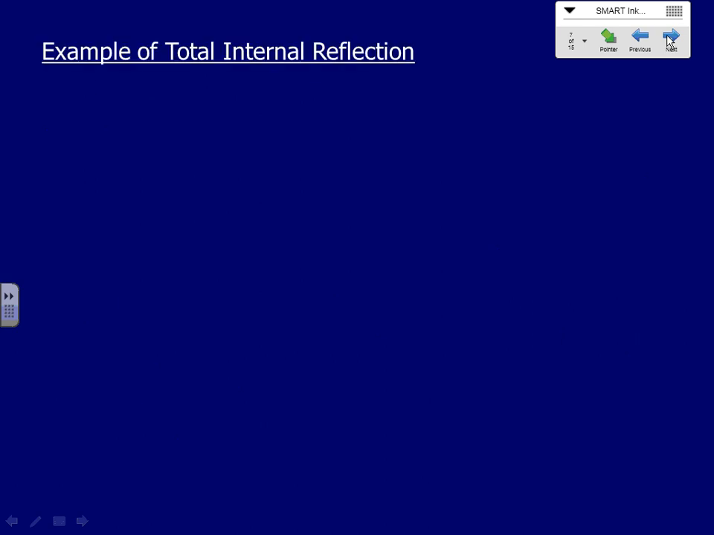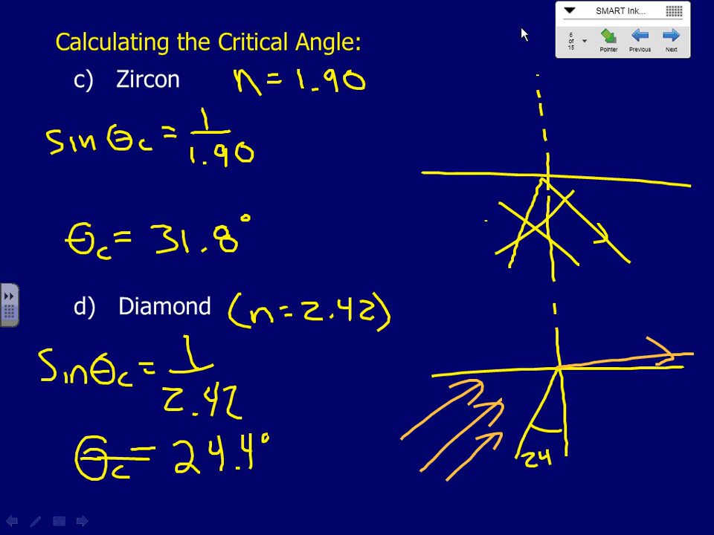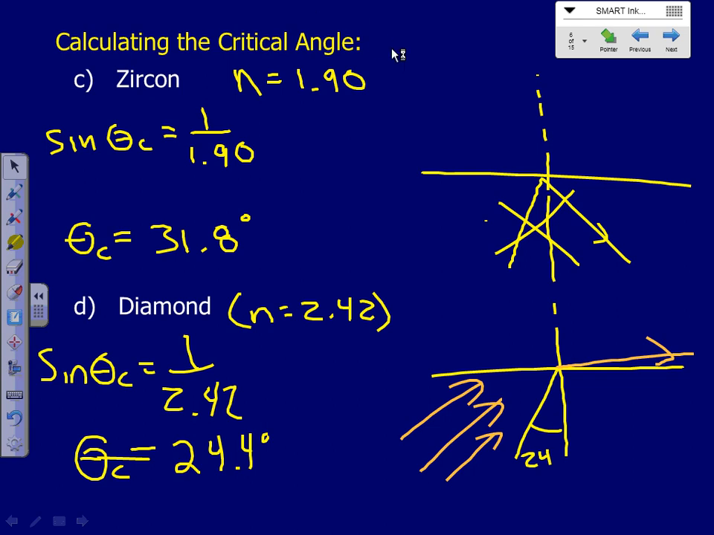Just fun. Okay. We're not going to look at examples of total internal reflection. I'm going to stop the recording right now, and we're going to get ready to roll on to the experiment.